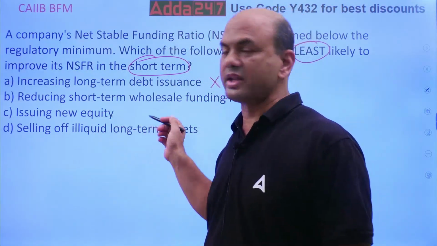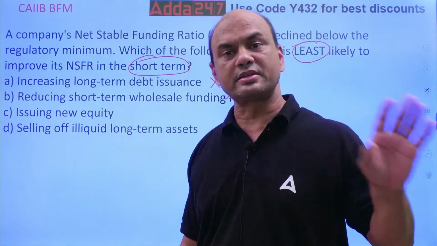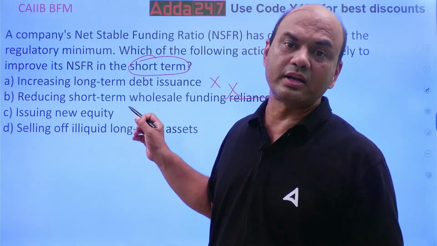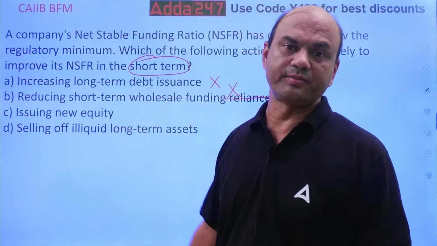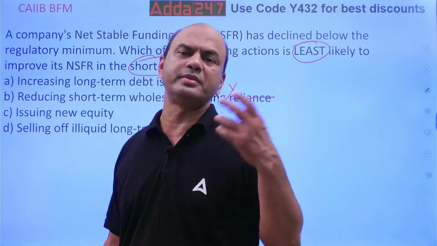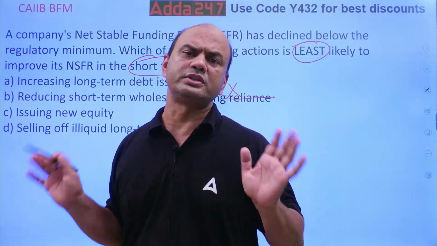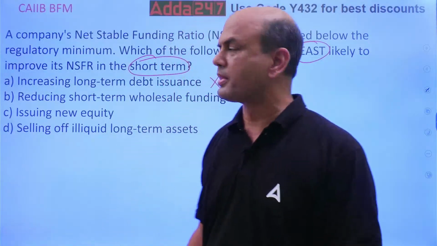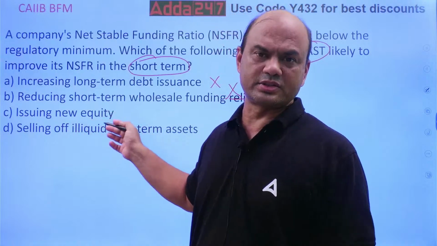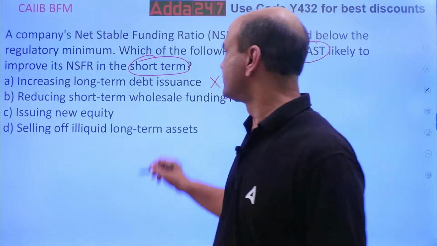Issuing new equity shares, that is a part of capital structure. That is not directly affecting the NSFR. What is the formula for NSFR? Required stable funding upon available stable funding. Stable funding, understand this word, stable means a constant money source which I am getting. Equity, is it a constant money source? Do I issue the equity every now and then? No. So that is also out.